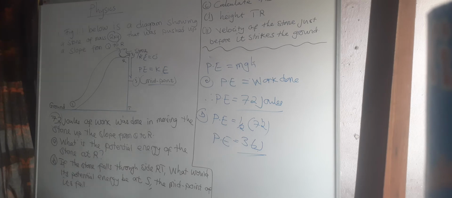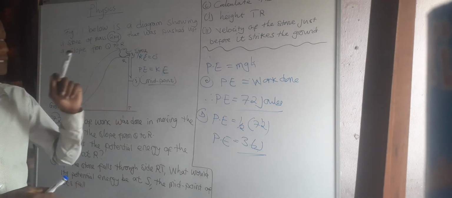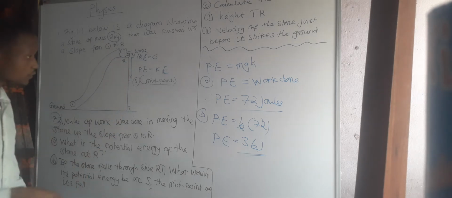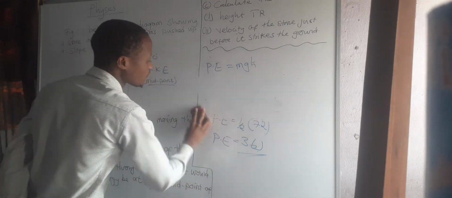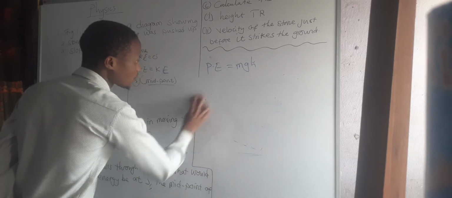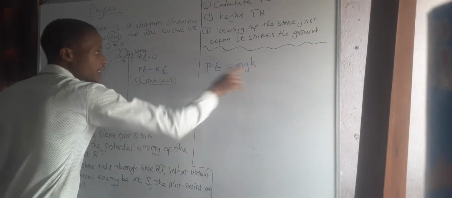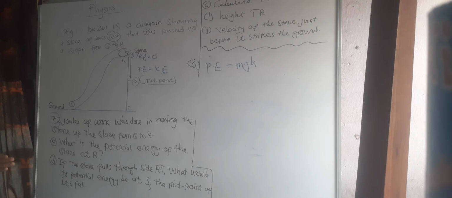Quickly we move on to question 6. Calculate the height TR. Okay, so to find the height TR, this is where we need to use the formula for potential energy, because in the formula for potential energy there is this h which represents the height. So this is our C Roman numeral 1. Potential energy, we know that it is 72 joules.